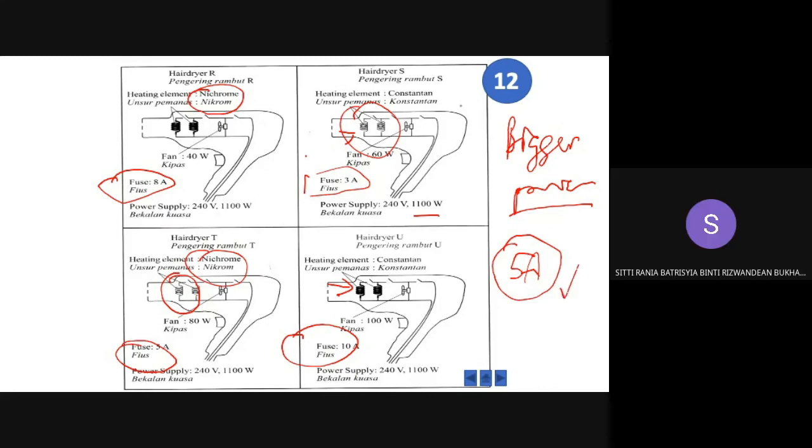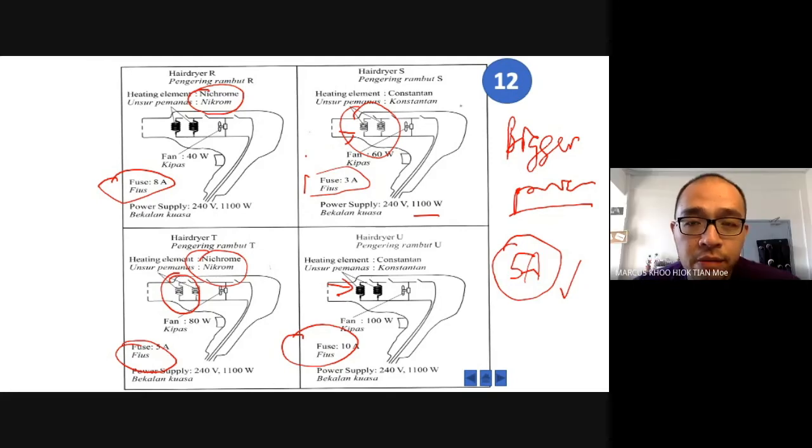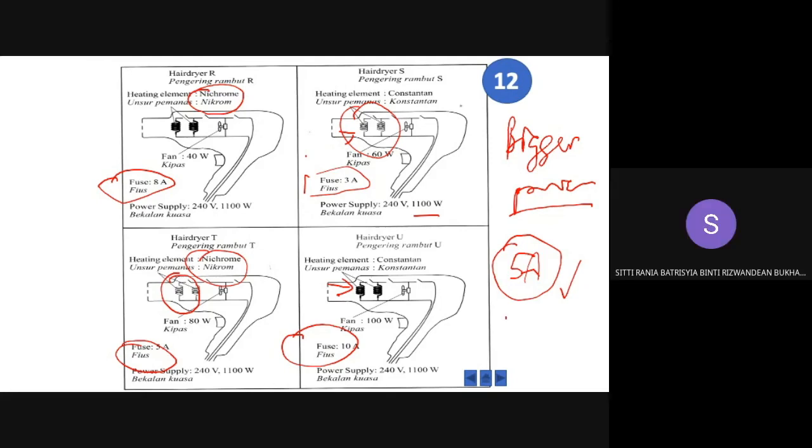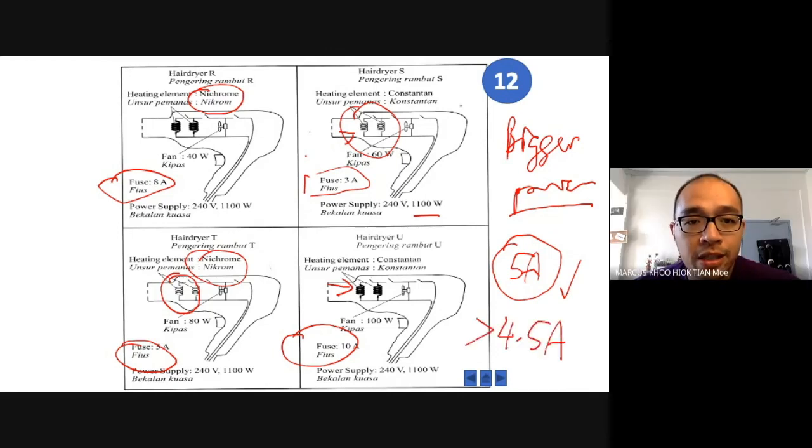Because the value has to be higher than the current flow in the circuit. How much is the current flow in the circuit? The current flow in the circuit is 4.5. Okay, 4.5 amps. So it has to be more than 4.5 amps, but cannot be too much. So 8 is already too much, 10 is already too much, 3 is too little. This is like Goldilocks and the Three Bears, if you know that story. Just nice, 5 amps.